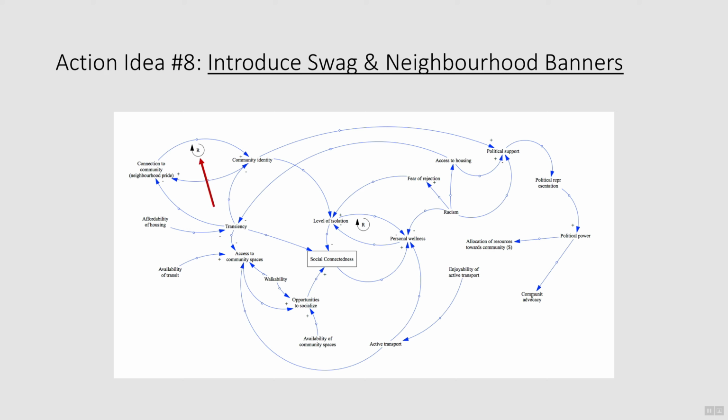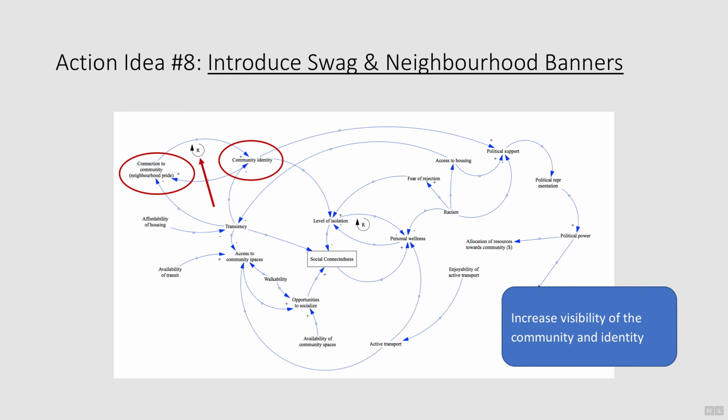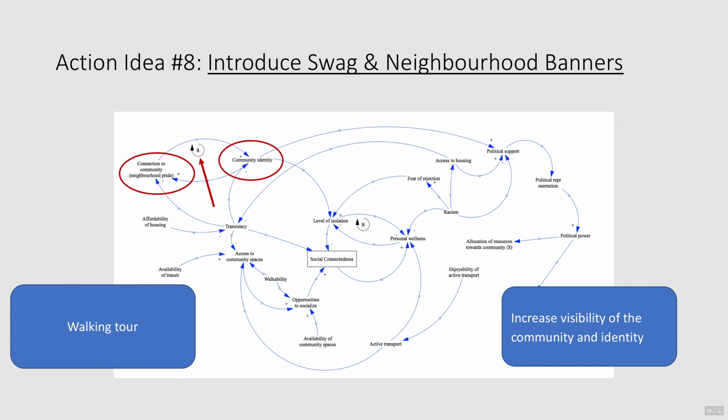Action idea number 8 again targeted the reinforcing feedback loop of creating a connection to the community and a community identity. The variables in this feedback loop were seen as very important by the workshop participants. One of the ideas for creating a community identity was to introduce some neighborhood swag and banners to make the neighborhood identity more visible. Another idea suggested by this group was similar to one from the other idea, to have walking tours.